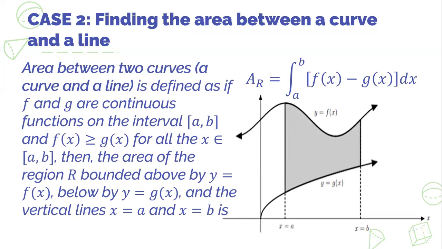So you have two given functions. We have f of x, which is the top function, minus the g of x, which is the bottom function. So the formula is the integral from a to b, the top function minus the bottom function. So you always do that, okay?